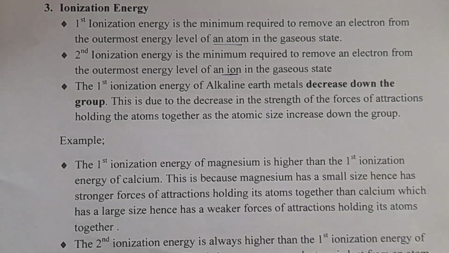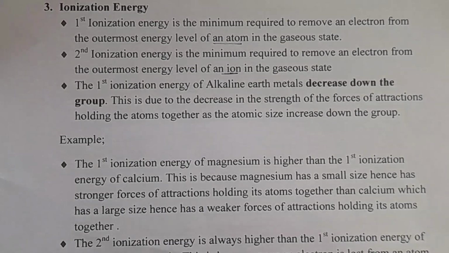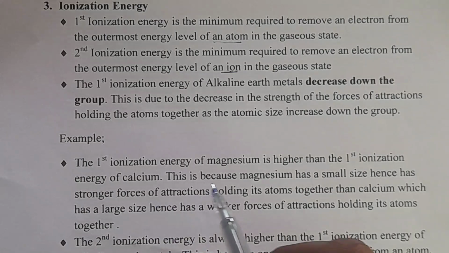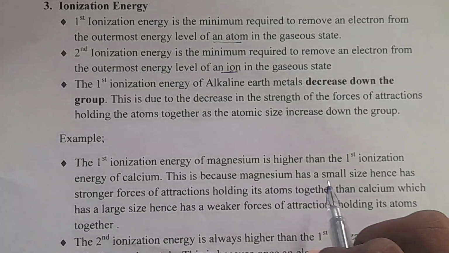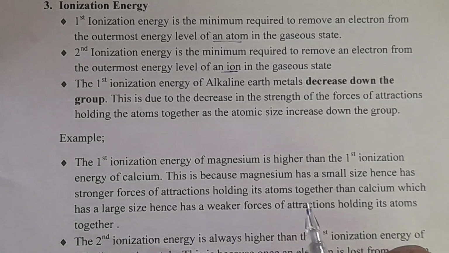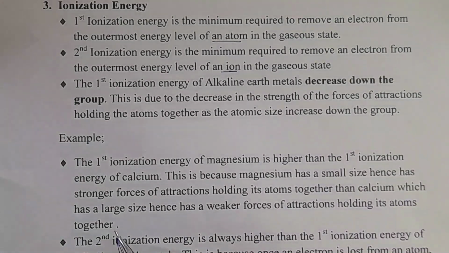Okay, example. Here we have the first ionization energy of magnesium is higher than the first ionization energy of calcium. Reason? This is because magnesium has a small size, hence has a stronger force holding its atoms together than calcium, which has a large size, hence has a weaker force of attraction holding its atoms together.